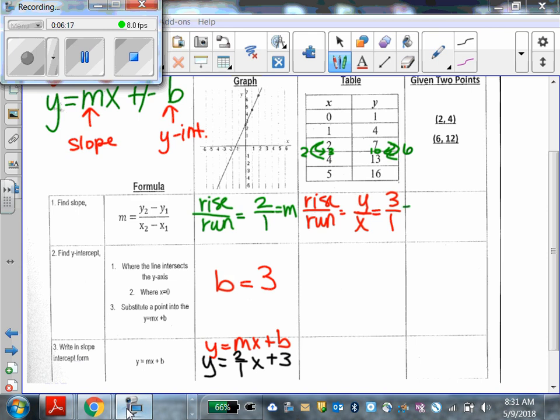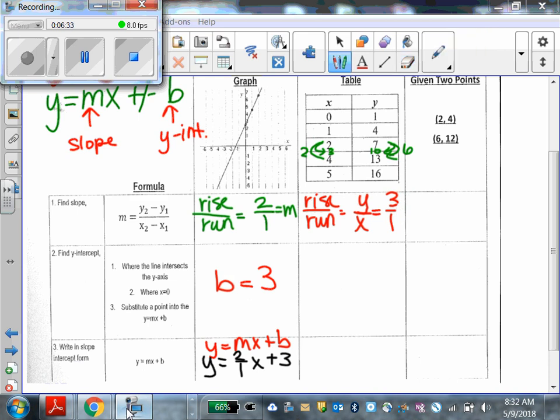3 over 1 could also be 6 over 2. So it's okay as long as the skip actually makes sense with the pattern. Does that make sense? So make sure if you check that it skips with the same pattern. Everybody good so far? All right.